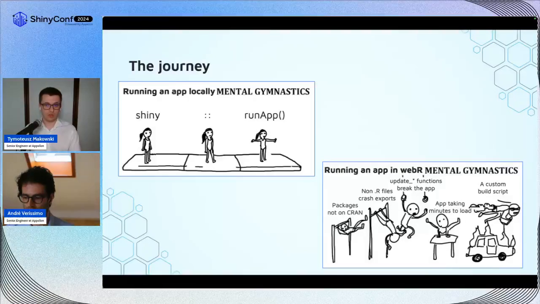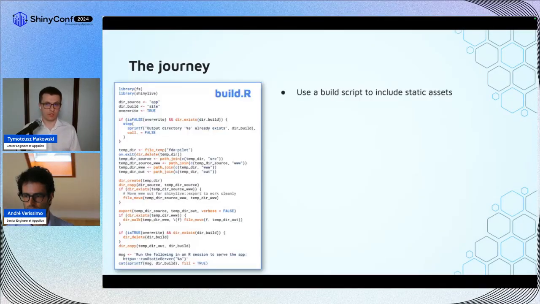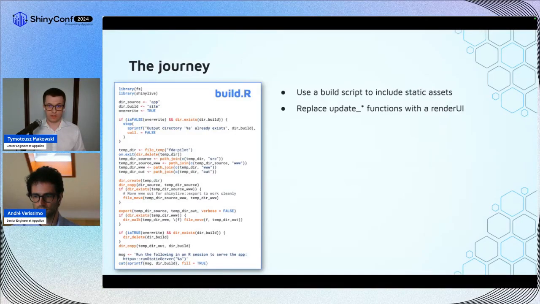And the question is, how did we manage it at the time? Because there were issues that we faced. And first of all, we used a build script to handle static assets. As I mentioned, non-R files crashed the export. So we moved the www directory out for the time of an export, and this way we could run the application locally perfectly fine and iterate on it, and we still had the opportunity to make an export with Shiny Live. Then we replaced update functions with renderUI, and I can tell you it wasn't pretty, but hey, it worked.